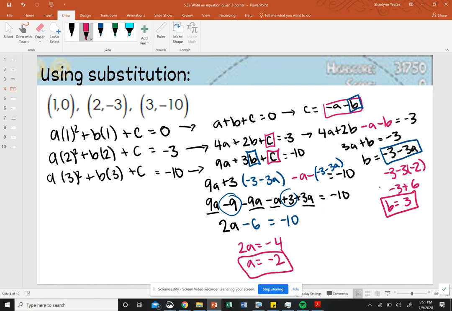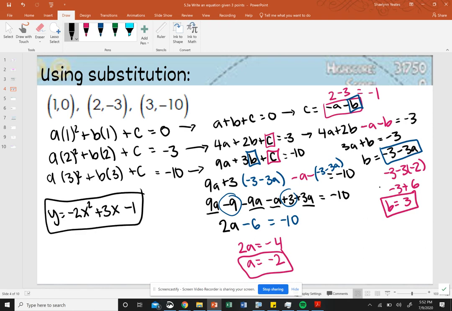A equals negative 2. And now let's find out what C is. So C is negative A, so negative negative 2, so this is 2. And then minus 3 equals negative 1. So then, this was really long, my answer is this. So let's see, we've got A, so we've got y equals negative 2x squared plus 3x minus 1.